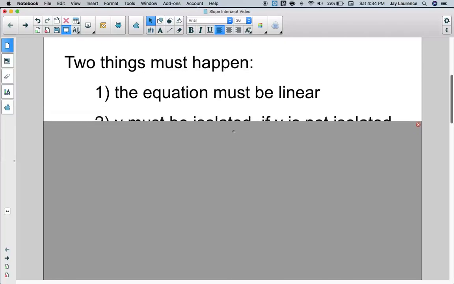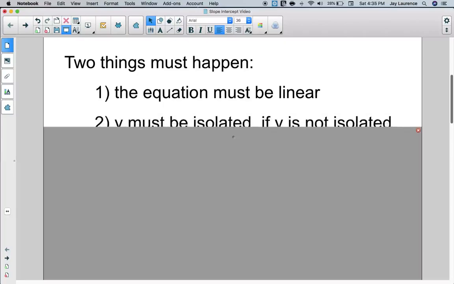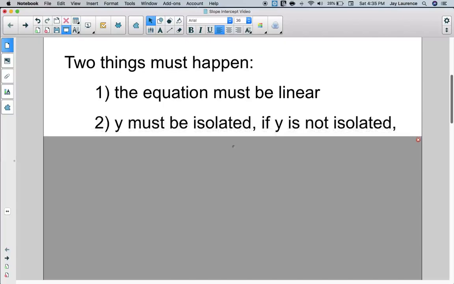How can you tell if it's linear? Well, it all depends on the exponents. There's two variables in the equation, y and x. Are their exponents 1? If their exponents are both 1, the equation is linear. If either of the exponents is not 1, if it's a 0 or a negative number, then the equation might not be linear. It depends on the situation. Probably not. Okay? Number two, y must be isolated.